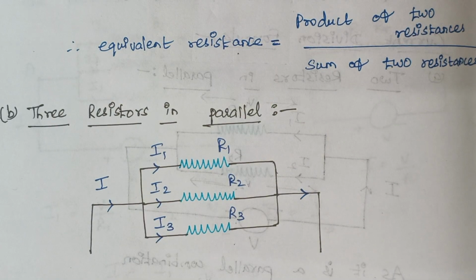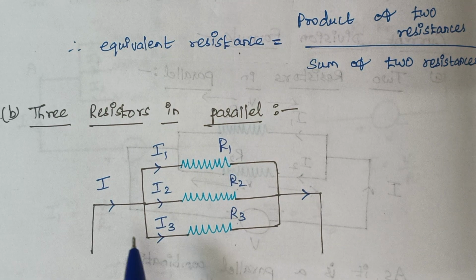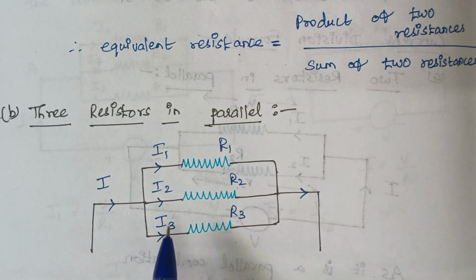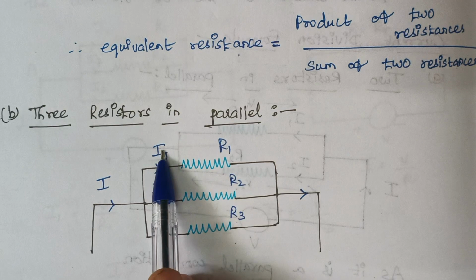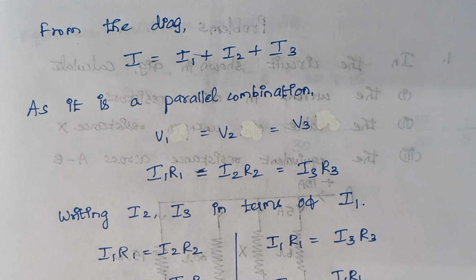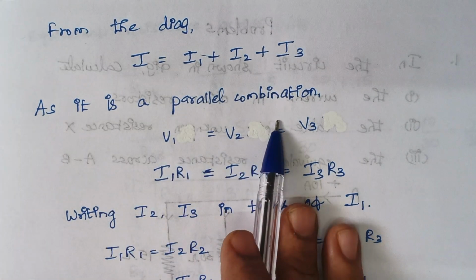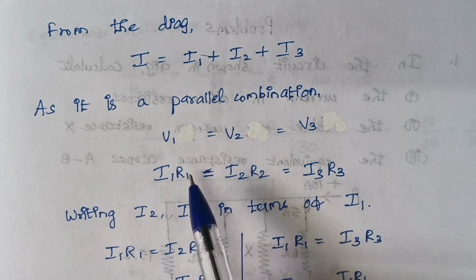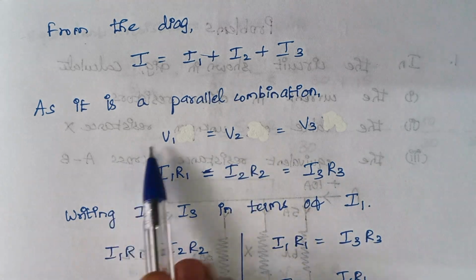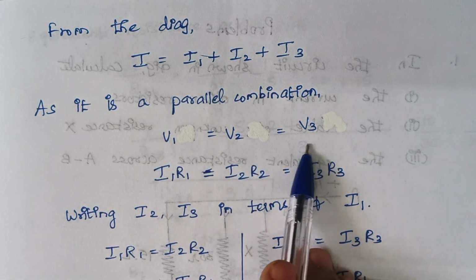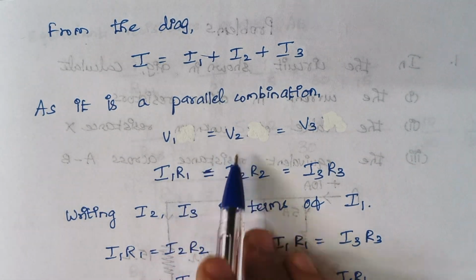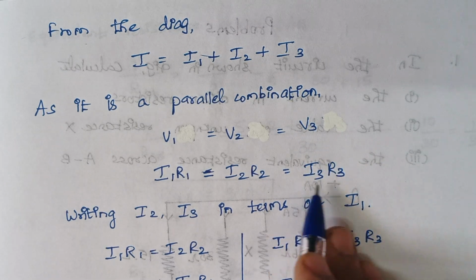Right. Now again consider this diagram. The current I gets divided into 3 here. Therefore, the current I is equal to I1 plus I2 plus I3. Right. And again, this is a parallel combination, right? Therefore, the voltage across R1 will be equal to the voltage across R2, that will be equal to the voltage across R3. So V1 is equal to V2, which is equal to V3. So V1 is given by the formula I1 R1, V2 is I2 R2 and V3 is I3 R3.